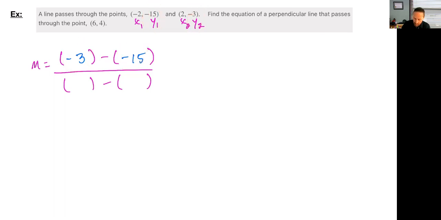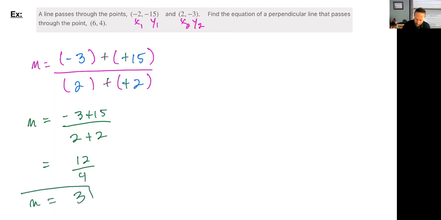Now I have to do the x2 since I started with y2. There's my point, negative 3 and 2. And then x1. Again, there's that double negative, which we should know gives us a what? Positive. So my slope is going to be 3 plus 15 over 2 plus 2, which is 12 over 4, or 3. Excellent. In calculus, you'll do a lot of work to find the slope of a tangent.